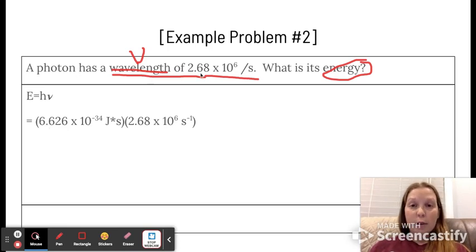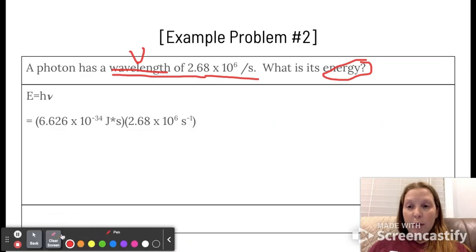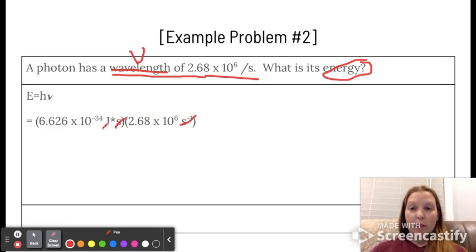So we have a frequency of 2.68 times 10 to the 6 per second, which is right because that's the unit that we have here. So when we do that, we've got this set up with Planck's constant and our frequency. We see that our seconds cancel, which leaves us in joules, which is good because that's the energy unit that we have.